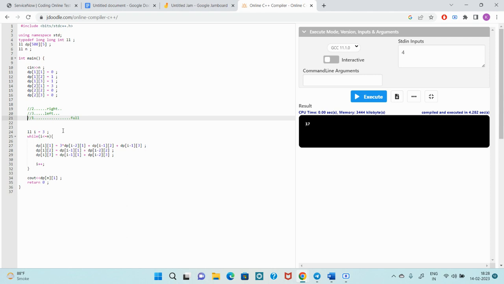So, guys, coming to the relation, dp of I of 1 is 3 into dp of I minus 2 1 plus dp of I minus 1 2 plus dp of I minus 1 3. dp of I of 2 is dp of I minus 1 plus dp of I minus 2 2. So like this, we are solving the problem. Okay, I think there is a slight mistake here. Let me check.